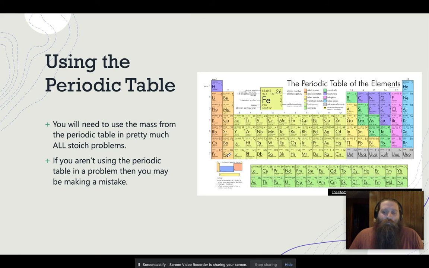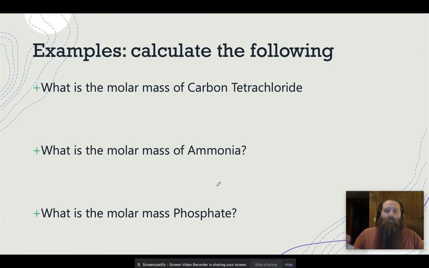Now, if you're doing a stoichiometry problem and you're not using a number off the periodic table, I would be wary. You're probably making a mistake. Okay, so just keep that in mind. Now, that's not always true, but just keep in mind that 99.9% of the time you're going to be using the periodic table. So let's do a couple of these. So I'm going to use the periodic table in the back of your textbook. It's a pretty good periodic table. It's not the most updated thing, but it will certainly work.